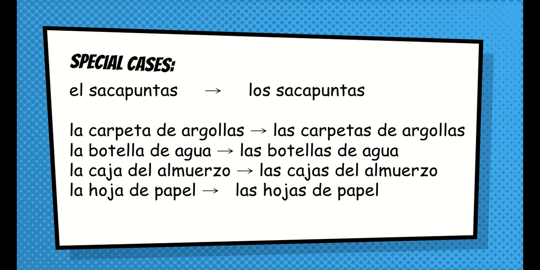And because you've smashed those two words together to form sacapuntas, it's already in a plural form. So in order to make it plural, you don't need to add an es to it. You just change the article el to los to signify that you're talking about more than one pencil sharpener.